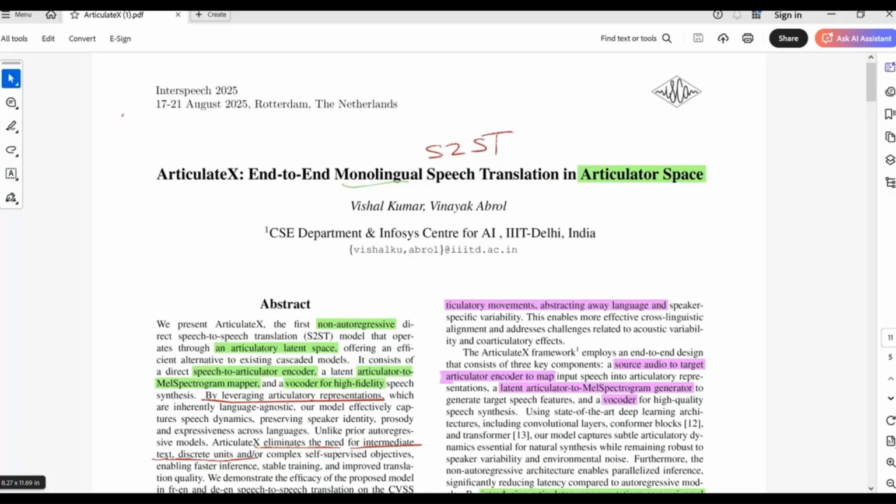In today's video, we are going to review a paper called ArticulateX that was published in Interspeech 2025 recently. We won't be implementing this paper because there is no open source code available, but we want to review this paper to understand what the state of the art in speech research is. Now let's dive deeper into this paper.